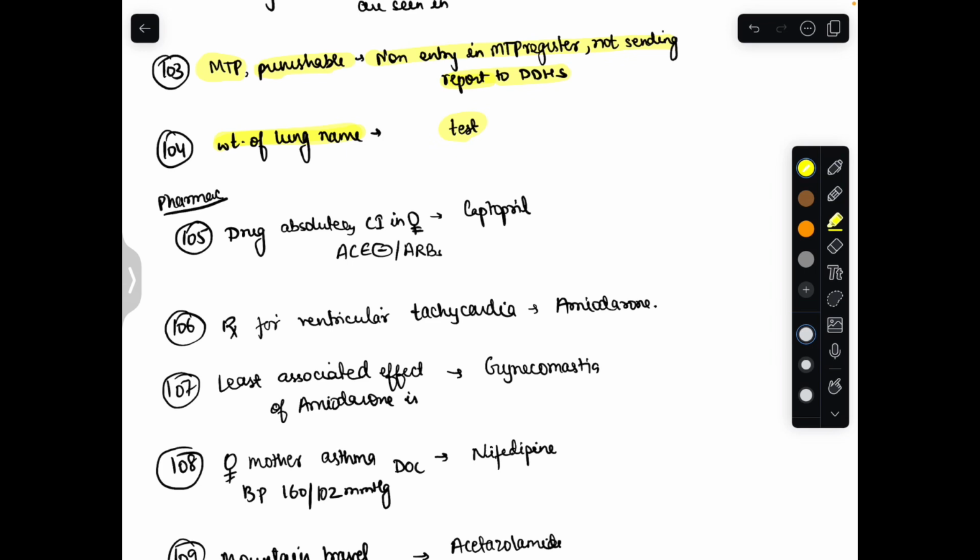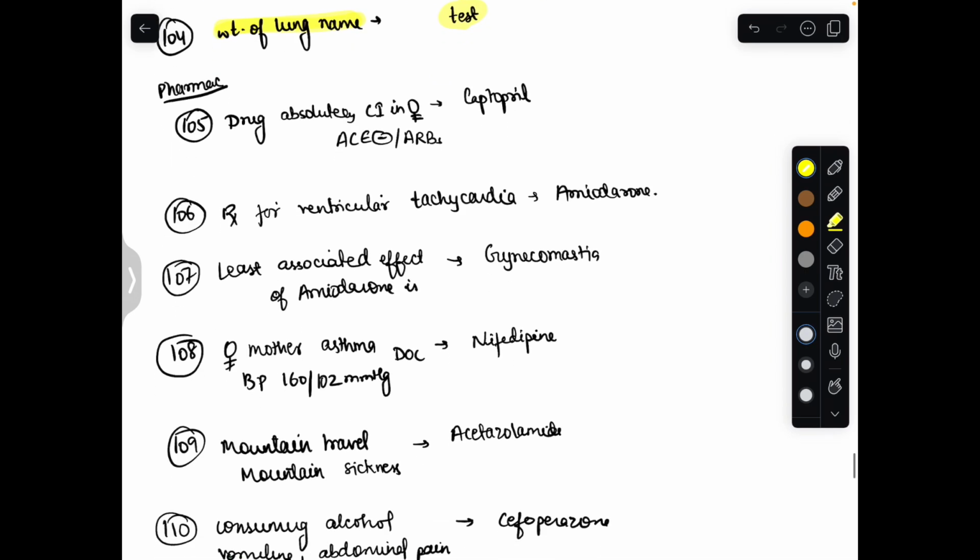Now for the pharmacology, mostly, if the question was related to obs gyno, then I covered that question in the obs gyno session. If it is related to pediatrics, then I covered it in pediatrics. So that's how I covered most of the pharmacology. But I wrote these questions here because I did not cover them anywhere.